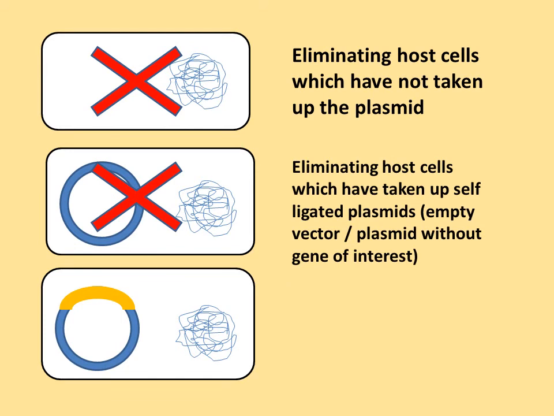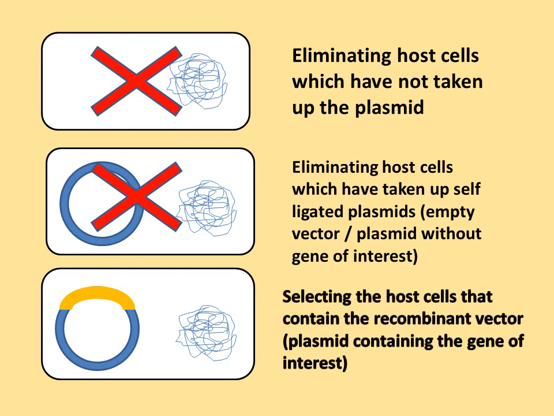Here, the host which has not taken up any plasmid is eliminated. The host which has taken up self-ligated or empty vector is eliminated. Self-ligated plasmids basically are plasmids which do not contain the gene of interest, hence such transformed hosts are of no use. We are only interested in those host cells which have taken up the recombinant vector.